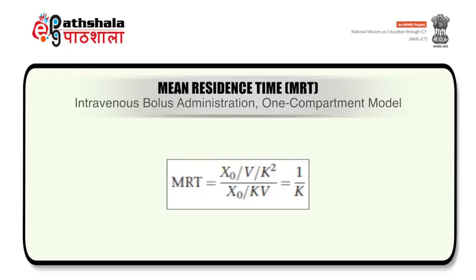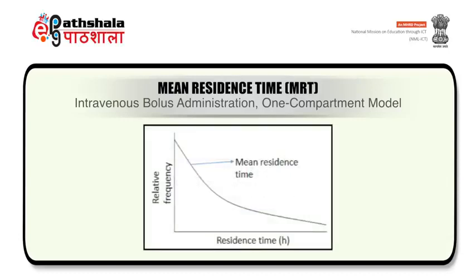It is demonstrated here that the three methods yield identical results in the case of an intravenous bolus of a drug exhibiting the characteristics of a one compartment model, where MRT is equal to 1 over K, where K is nothing else but the overall elimination rate constant. Figure 8 shows the frequency distribution of residence time for a typical one compartment intravenous bolus model. The MRT is also indicated in the figure.